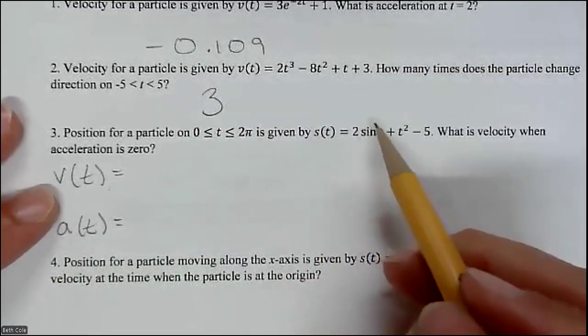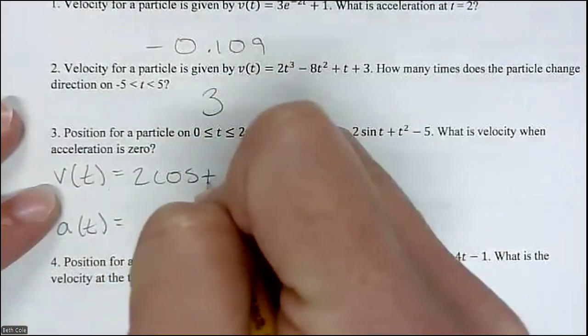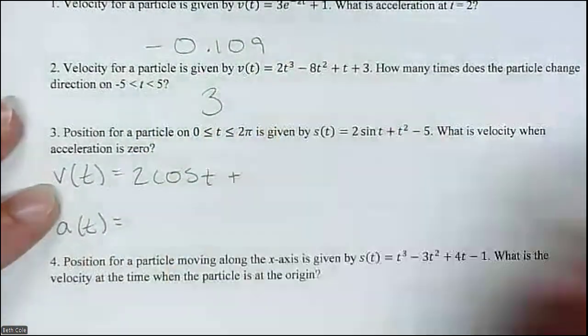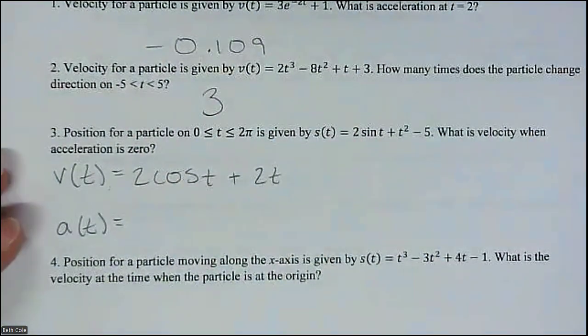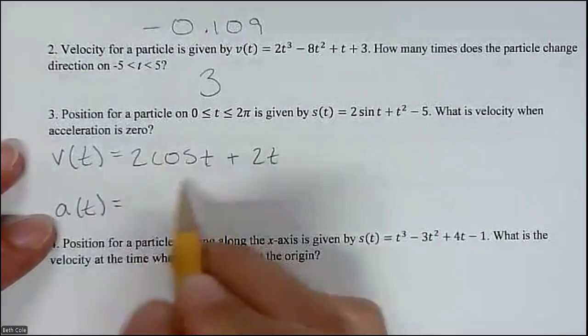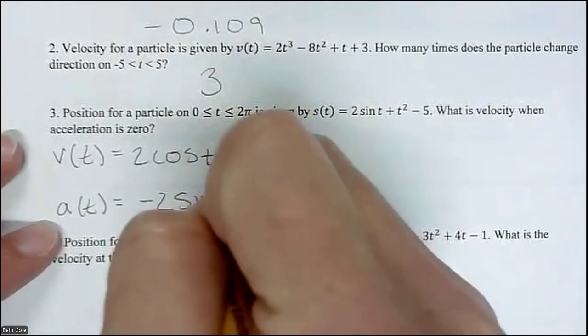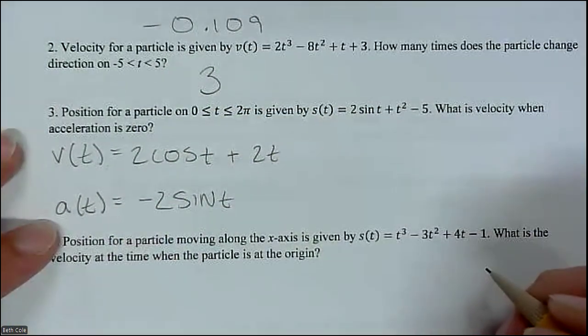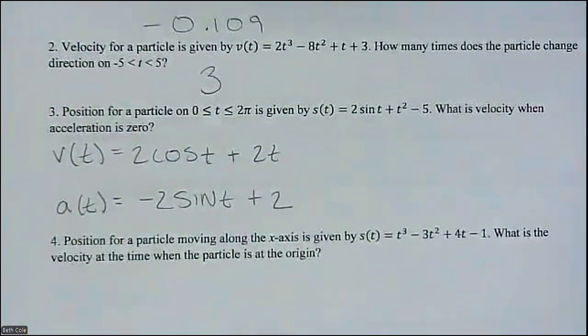So what is your derivative of sine? Cosine. So it's 2 cosine t plus what? 2t. Good. And then do another derivative. What's your derivative of cosine? Good. So it'll be negative 2 sine of t plus 2. Good. So we found both of those.